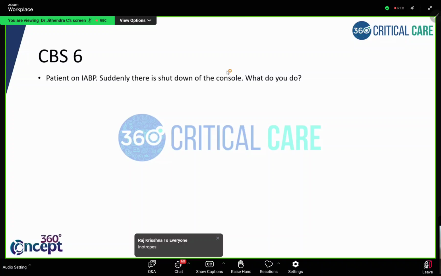Anybody else? Inotropes. Correct. Cardiac support you do. What do you do with the machine was the question. Increase vasopressor. So that's what you'll maintain. Medically, whatever is possible, you'll be doing. Change the machine. Yes. So that will all take some time.